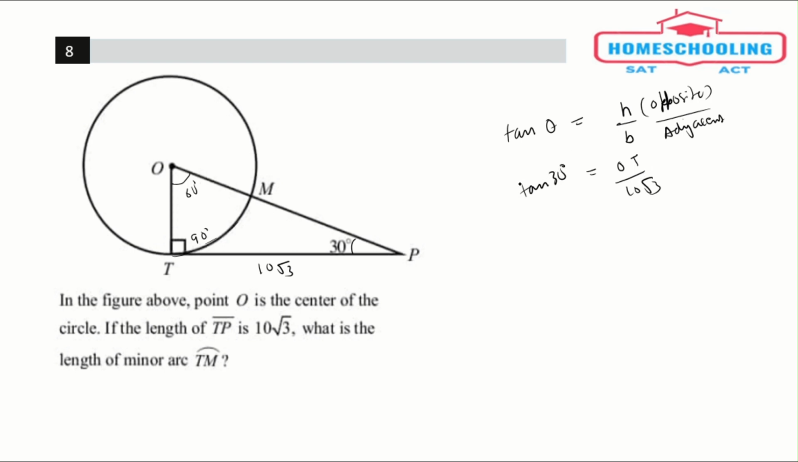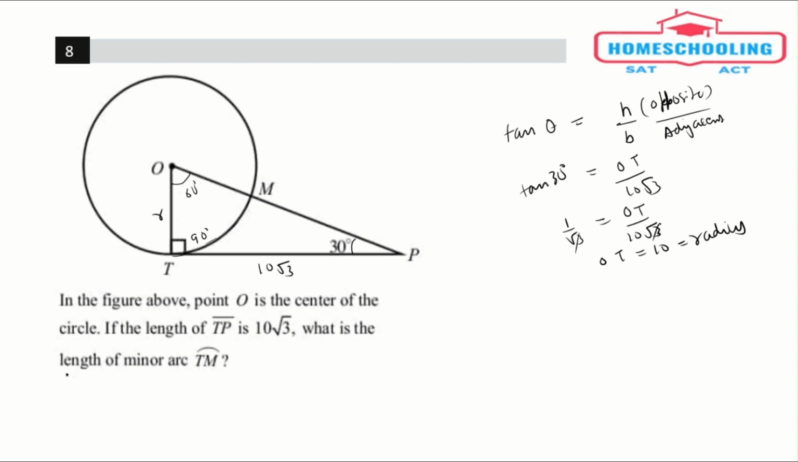So tan 30 is 1 by root 3, equal to OT by 10 by root 3. So root 3 will be cancelled. So OT is equal to 10, which can also be called the radius. So this is your radius. Now we know the radius and we know the theta value.